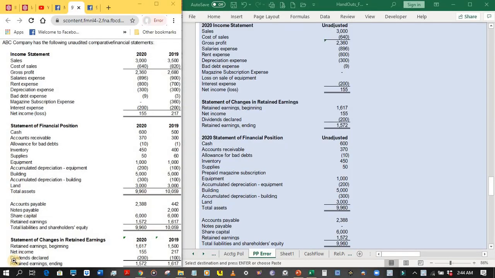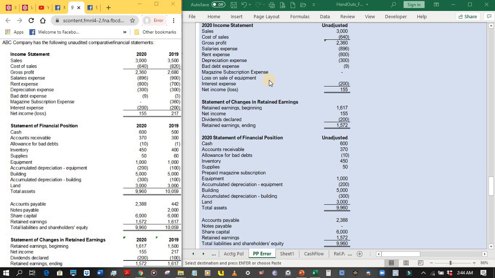So now let us start the preparation of the adjusted financial statements for 2020. So first, let us start with the unadjusted balance. So the unadjusted balances were taken from the information provided in the problem. So the differences between the two are, in the income statement section, I have included another row for the loss on sale of equipment because in our journal entries, we have an adjustment related to the loss on sale of equipment in 2020.